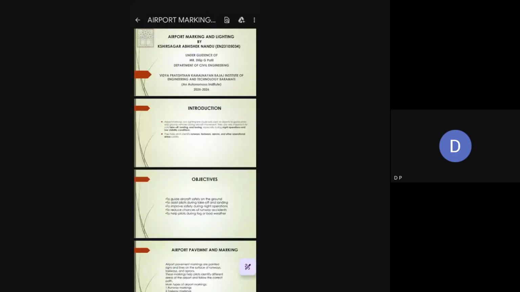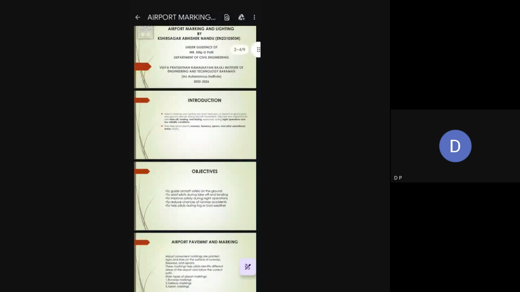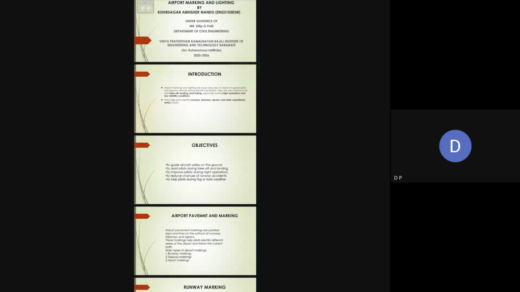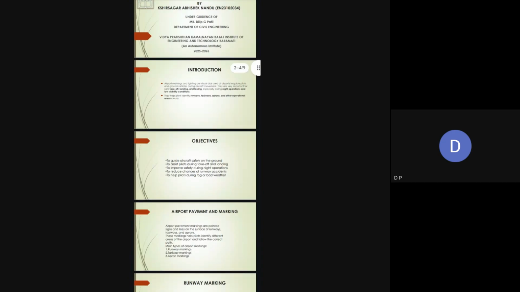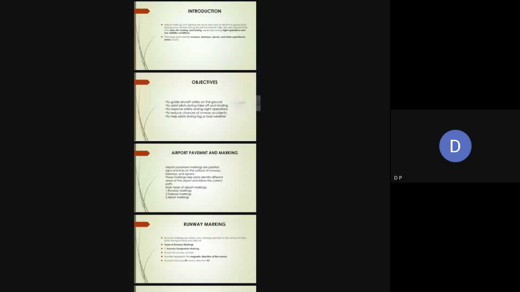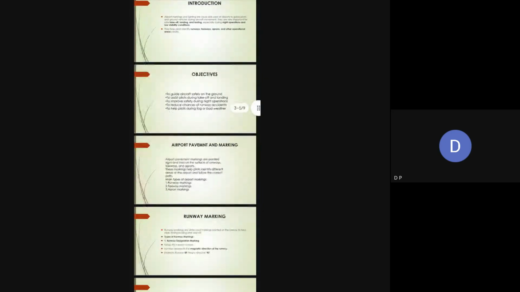Introduction. Airport markings and lightings are visual aids used at airports to guide pilots and ground vehicles during aircraft movement. They are very important for safe takeoff, landing, and taxiing, especially during night operations and low visibility conditions. They help pilots identify runways, taxiways, aprons, and other operational areas. Objectives: to guide aircraft safely on the ground, to assist pilots during takeoff and landing, to improve safety during night operations, to reduce chances of runway accidents, to help pilots during fog or bad weather.